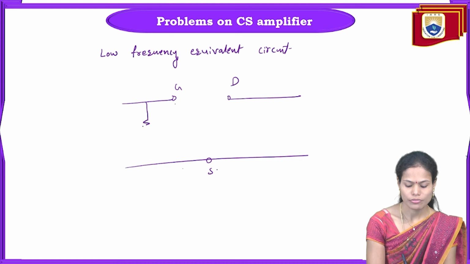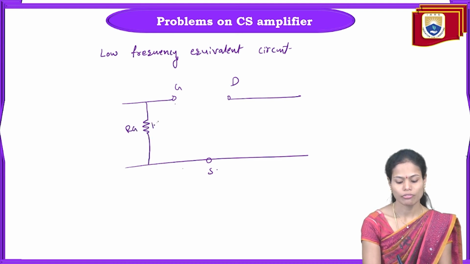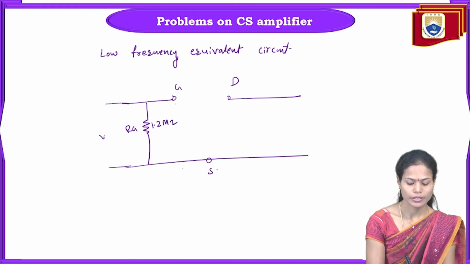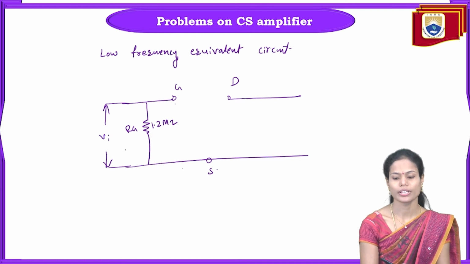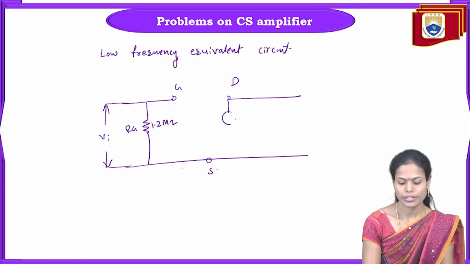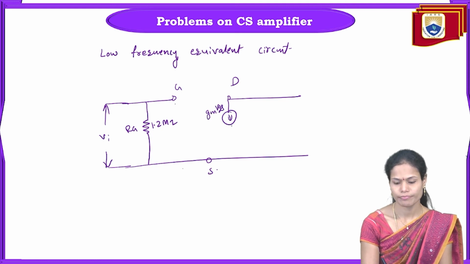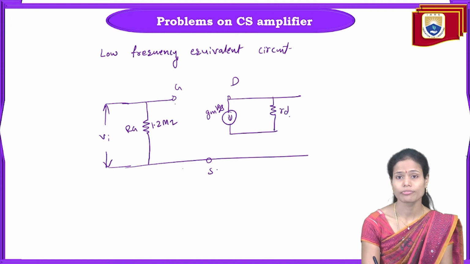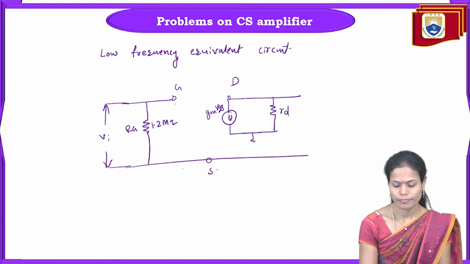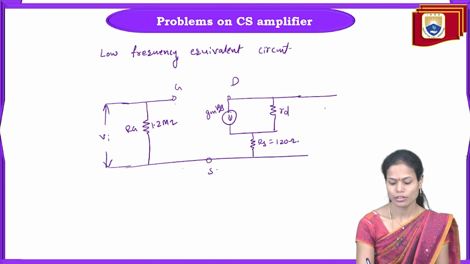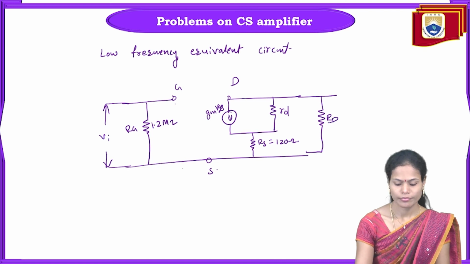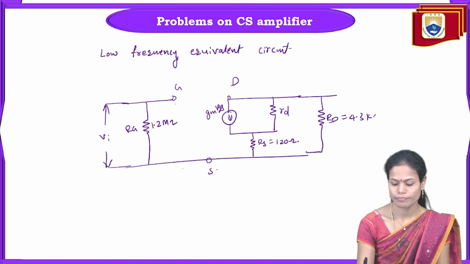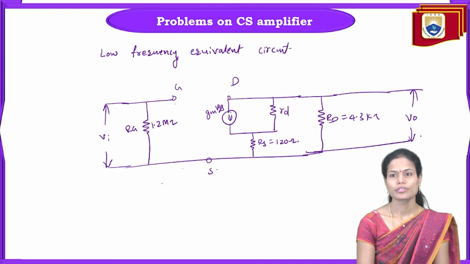So the RG resistance is given. First I am drawing the RG resistance with the value 1.2 mega ohms, and the input voltage is VI, and also we have gm VGS, and the small rd resistance if we take the body effect into consideration, and the source resistance is 120 ohms here, and also the drain resistance RD is 4.3 kilo ohms, and here we'll measure the output voltage V0. So this is the small signal equivalent circuit of the given common source amplifier.